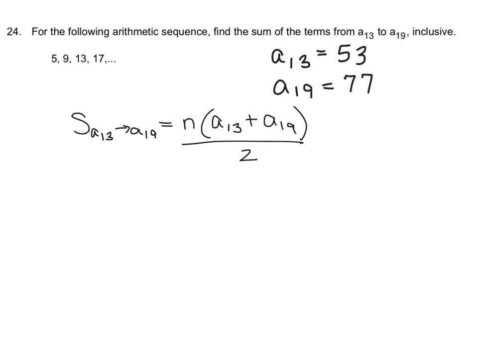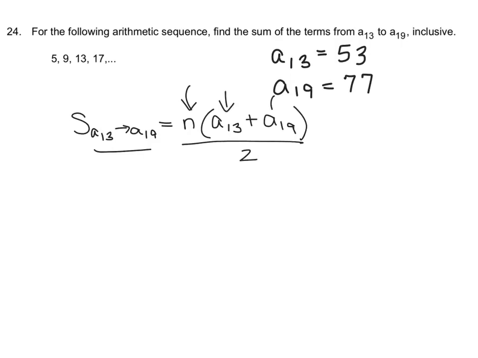Now we want to find the sum between the terms A13 and A19. To do that, I'm going to use the formula for the sum of an arithmetic sequence, but I'm changing it just a little bit so I can find the sum of a subset. I'm not finding the sum from the first term to some other term. I'm finding the sum between two middle terms. So I'm finding it from the 13th term to the 19th term, and I need to identify N, A13, and A19.